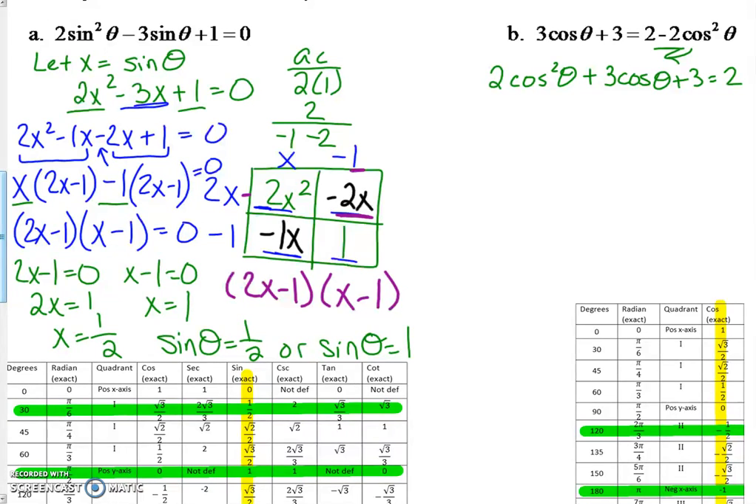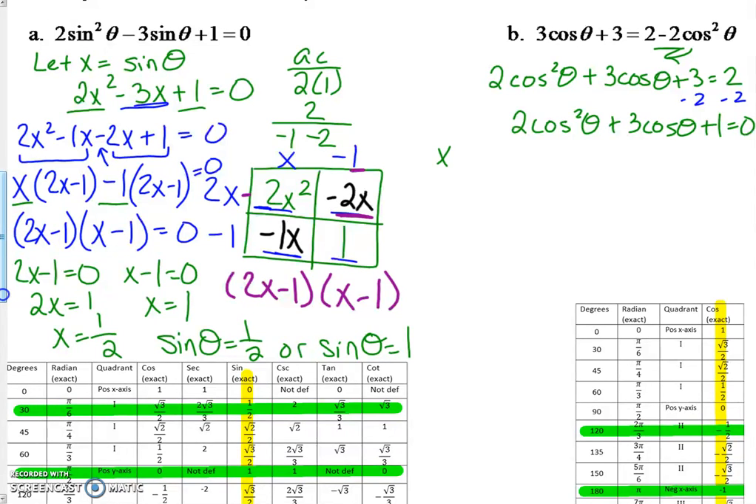I still need to set it equal to 0, which means I need to subtract that 2 from both sides. And so we're going to have 2 cosine squared theta plus 3 cosine theta plus 1 equals 0. Now this problem is very similar to the last one. Notice we do have a positive 3 instead of a negative 3. And everything is positive in the problem, so everything's going to be positive in our answers.